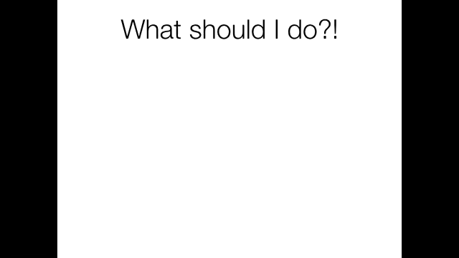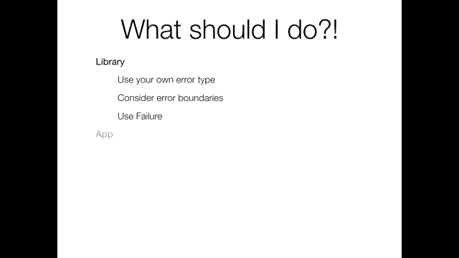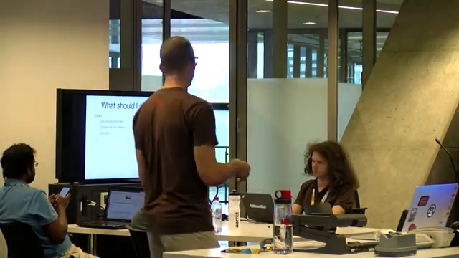Okay, so what should I do? Like you're a programmer, what kind of approach should I have for error handling? So the first question is, are you writing a library or are you writing an application? If you're writing a library, basically you have to do everything properly. If you want other people to use your library, they're going to expect it to have proper error handling. So you need to use your own error type. Don't try and use a string or an error code or something opaque like that. You need to consider the error boundaries that I was talking about earlier, and you should probably use the failure library.